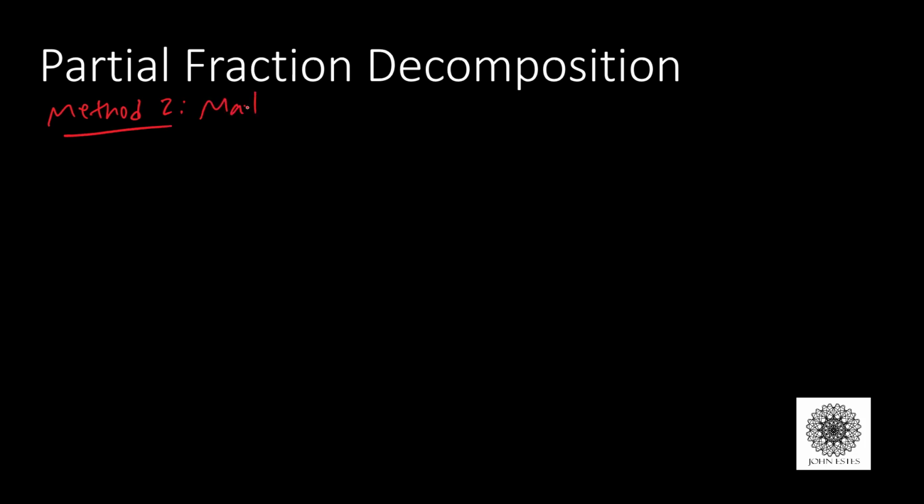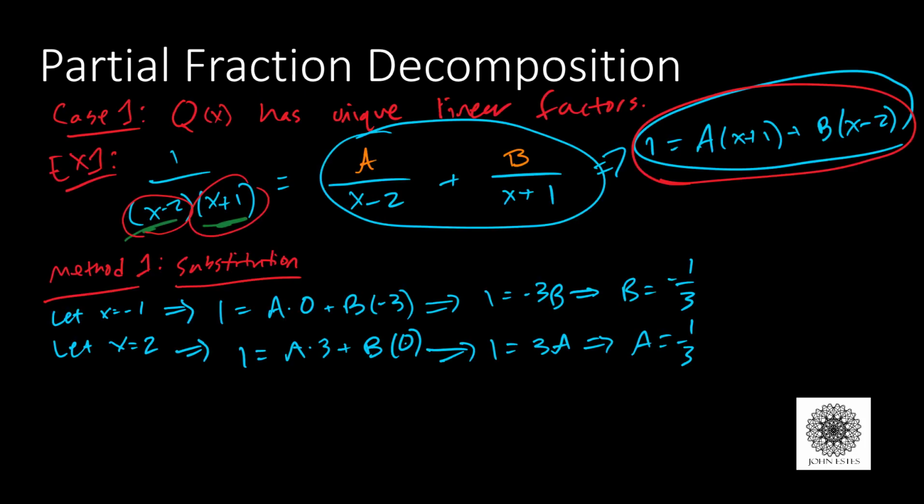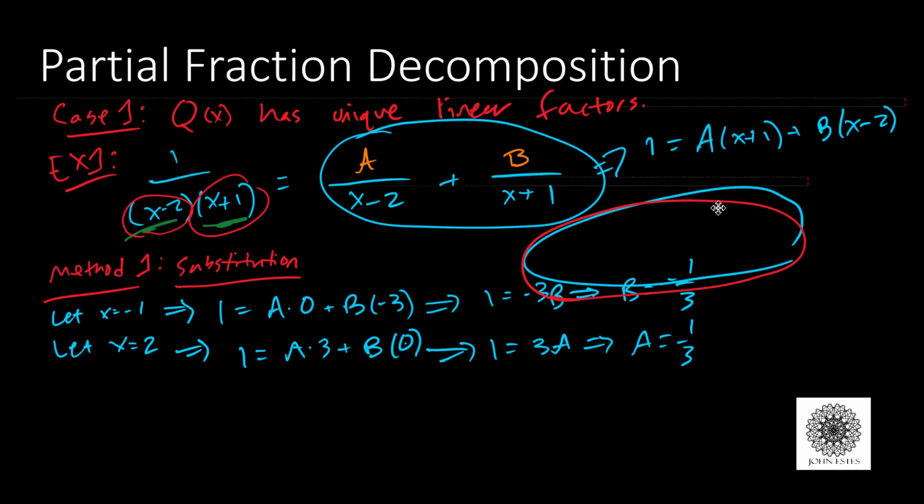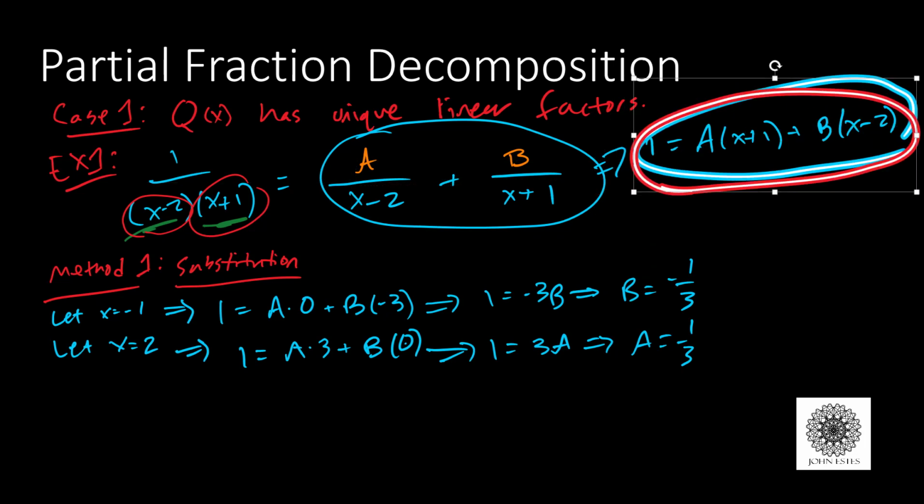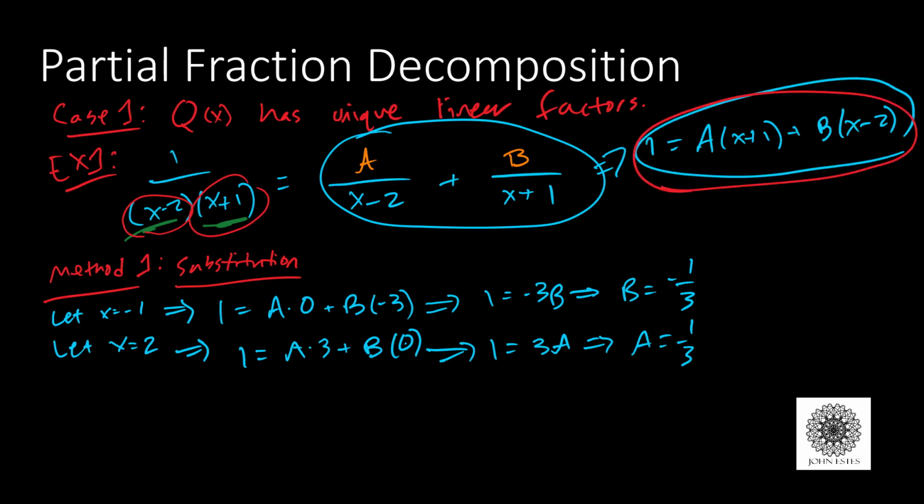And I'm calling it matched terms. So what I want to do this time, let me look again at this equation. I have 1 equals a times x plus 1 plus b times x minus 2. That's the equation I'm considering now. And what I want to do is match the linear terms together and the constant terms together.